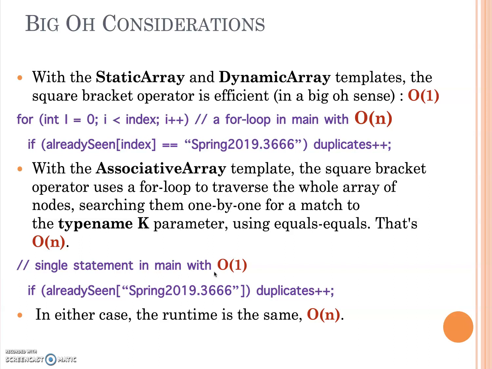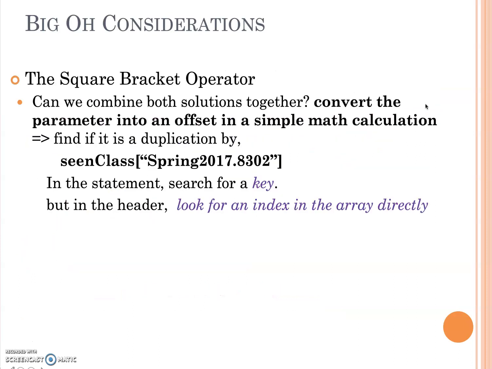So that's what we want to talk about. How about we combine these two together? You do love the key, right? It's easier in the main function. I just search for the key, so my duplicate check statement is done, one statement. But how can we make our searching in our associative array, which is big O(n), become big O(1)? That's why we want to combine them together.